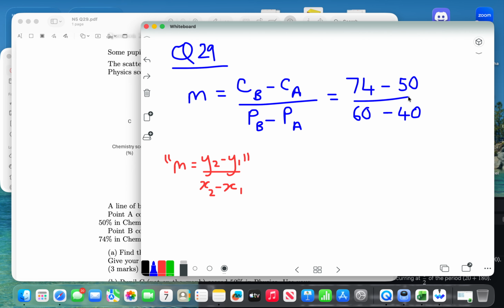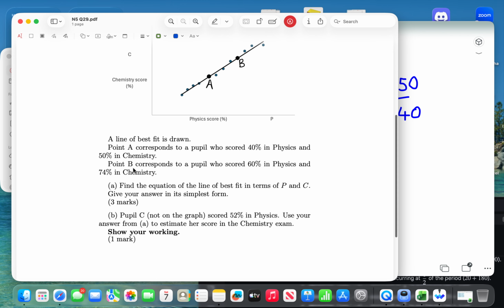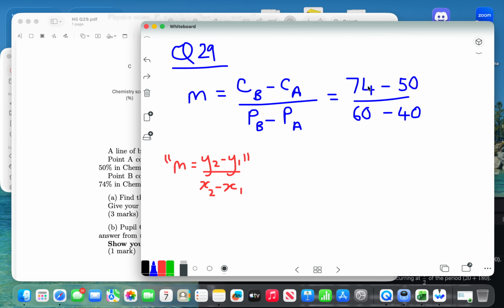Now we don't have a calculator. So 24 on the numerator and 20 on the denominator gives us 1.2.